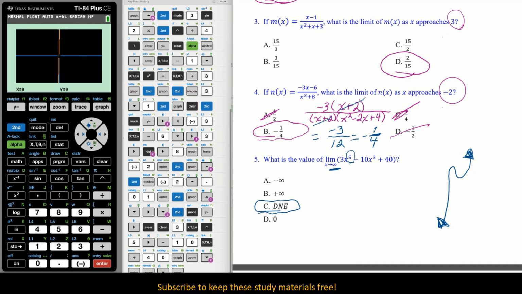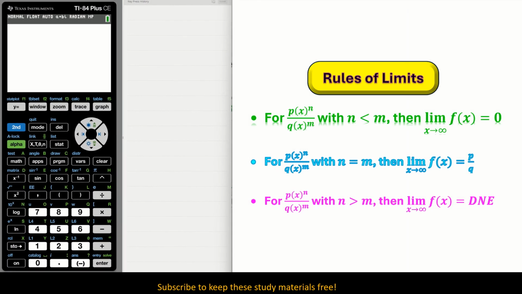Let's go to number 6. Okay. Before we went on, I wanted to take a moment to talk about the rules of limits. And now this is, let's say, infinite limits, okay? As x approaches infinity. And the notation, this means that you have p of x to the n over q of x to the m. That's just your rational situation. And if that's your function and this is your degree, n or m, okay?